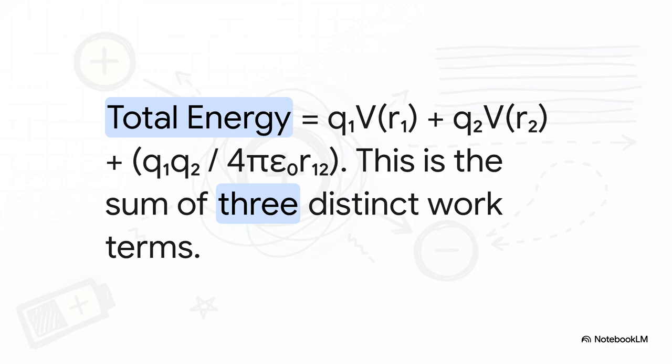And you can literally see the 3 parts right there. The first term, that's the energy of the first charge in the external field. The second term is the energy of the second charge in that same field. And that third term on the end, that's their own personal business, the mutual potential energy between the 2 charges. It depends on both charges and how far apart they are.